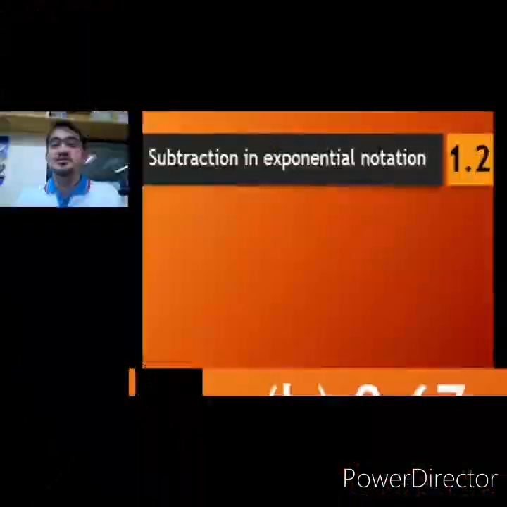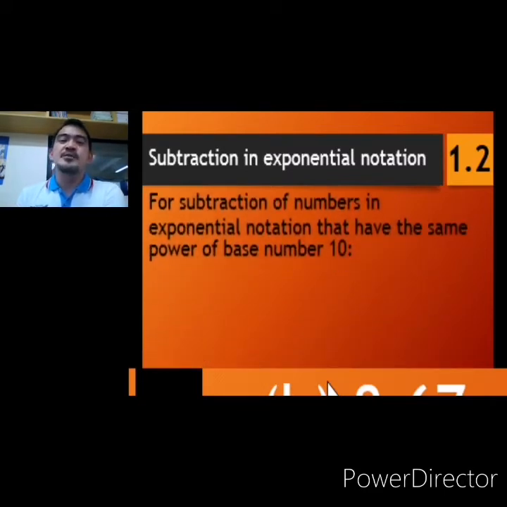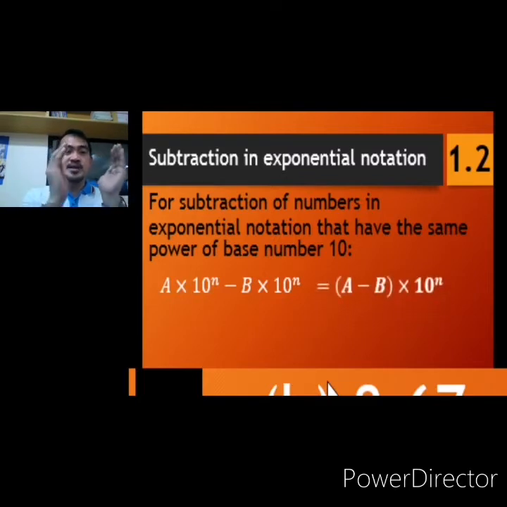Subtraction in exponential notation is the process of finding the difference between two numbers using exponential notation. For subtraction of numbers in exponential notation that have the same power of base number 10, a times 10 raised to n minus b times 10 raised to n is equal to the quantity a minus b times 10 raised to n.